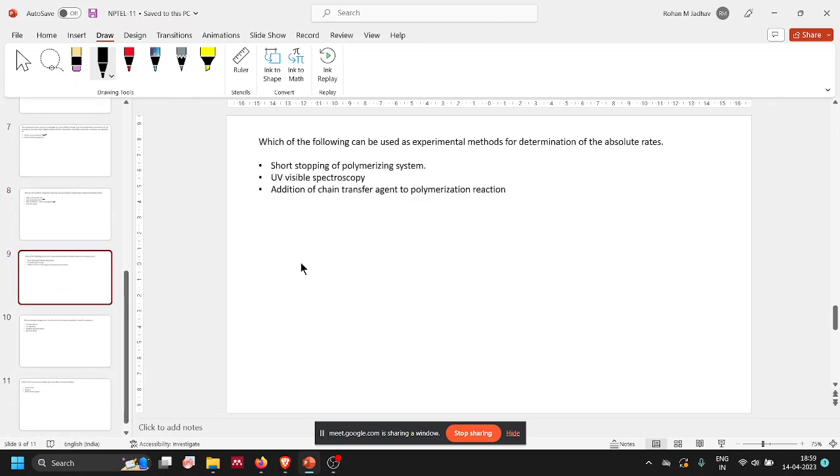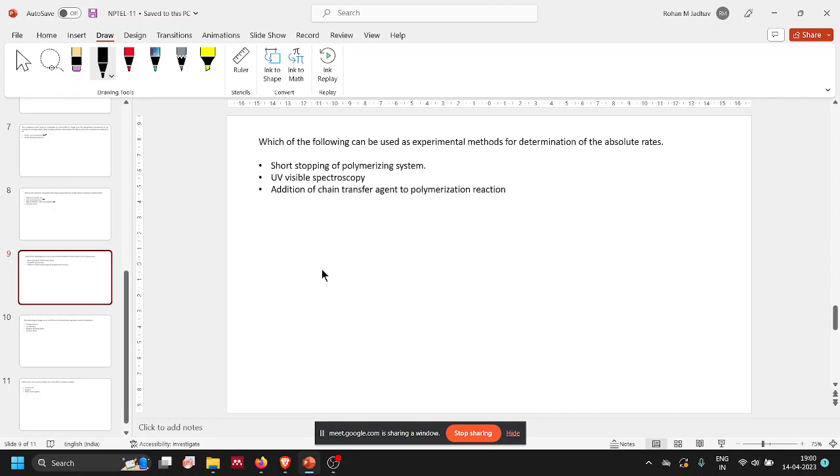Moving on, we have: which of the following can be used as experimental methods for determination of the absolute reaction rates for polymerization process. So amongst these, let's take a look at all the options. First is the short stopping of polymerization system.